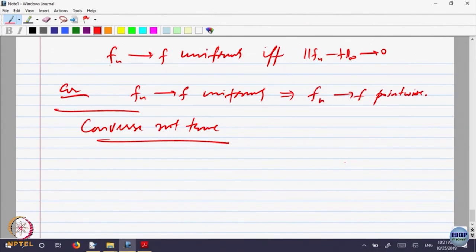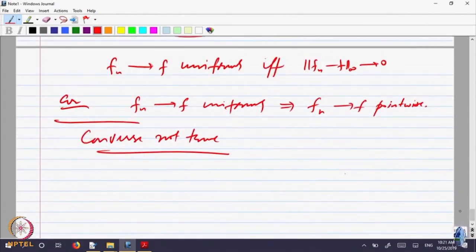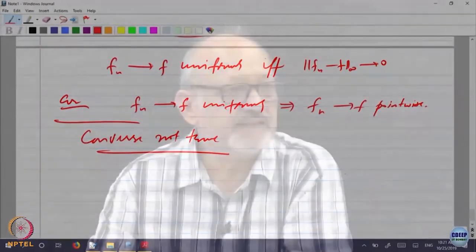Here is another way of interpreting this theorem. We are saying that f n converges to f uniformly means in the metric space B(X, R) under the L infinity metric, the sequence f n converges to f. And we have already seen that if a sequence converges in a metric space, then it is always Cauchy. Every convergent sequence is Cauchy. Can we say that in this metric space, Cauchy also implies convergent? We want to know whether a sequence being Cauchy is equivalent to it being convergent.